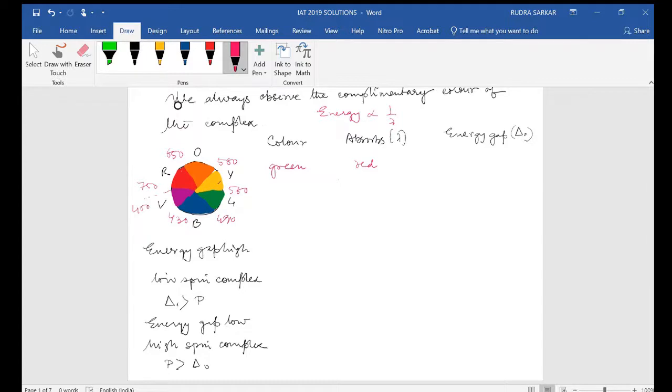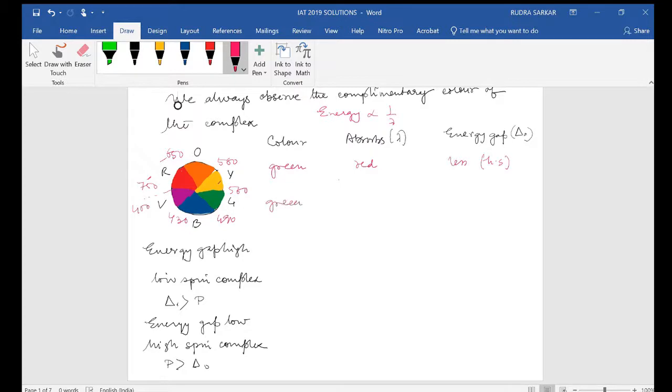So whenever we are talking about a red spectrum, it will be lying between 650 to 750. Within that range, the red color and its varied wavelengths will rise. Okay. So red means obviously we are talking about if it is absorbing red, that means the energy gap is very low. Okay. So energy gap is less, and obviously we will say it is a high spin complex.